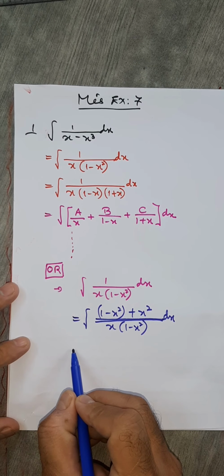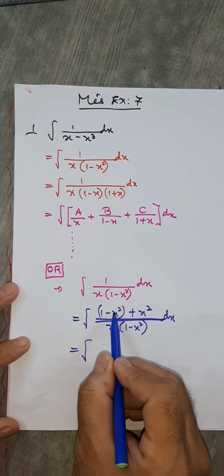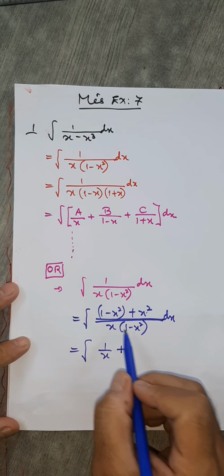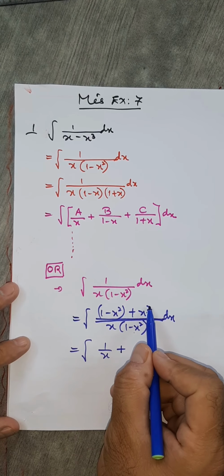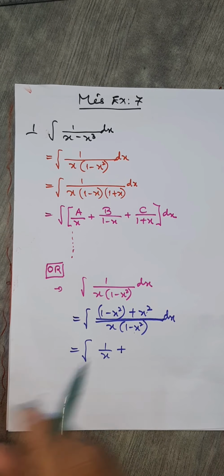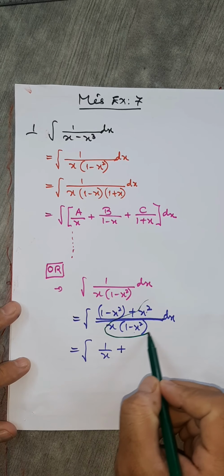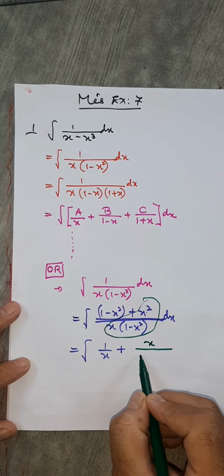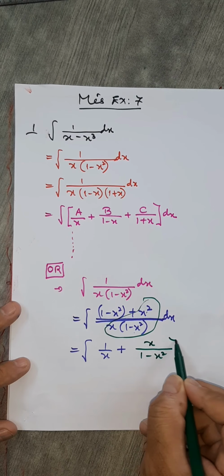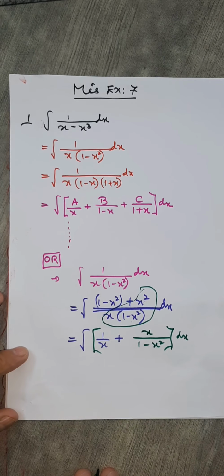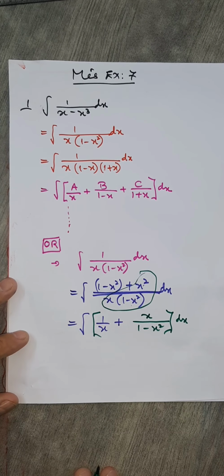Okay. Now do individual division. This upon this, that's just 1 upon x, plus this upon this. If I just write this much upon this, then one x will get cancelled. So you are just left with x upon 1 minus x squared, the whole dx. Now you must have realized both have standard forms.